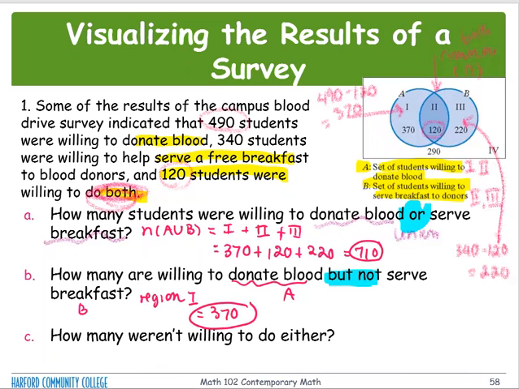In part C, how many were not willing to do either? Another way to say this is to look at the region outside of A and B. So we look for region 4. And in region 4, the number is 290.